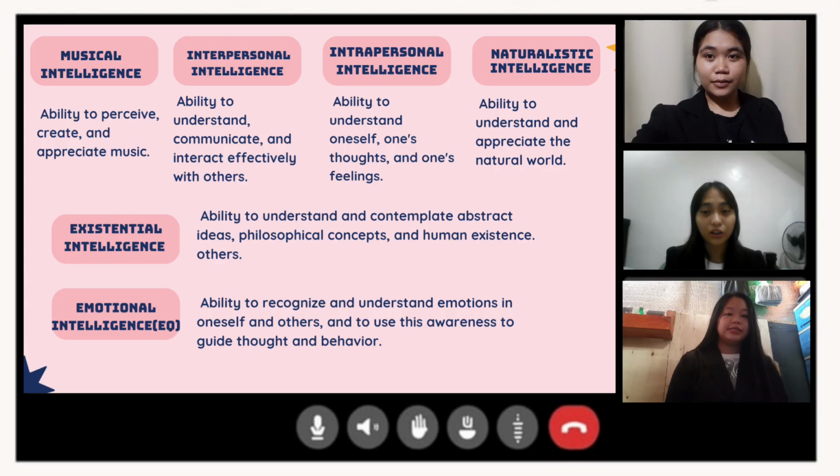And the sixth is interpersonal intelligence, the ability to understand, communicate, and interact effectively with others.